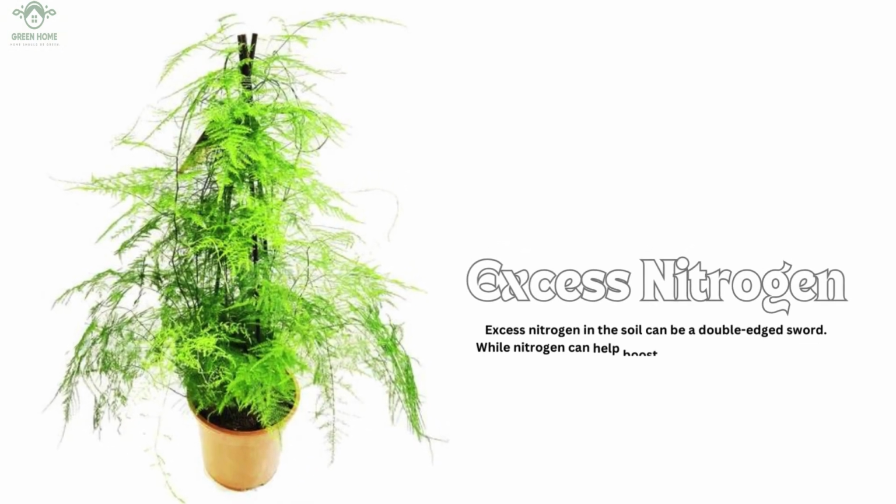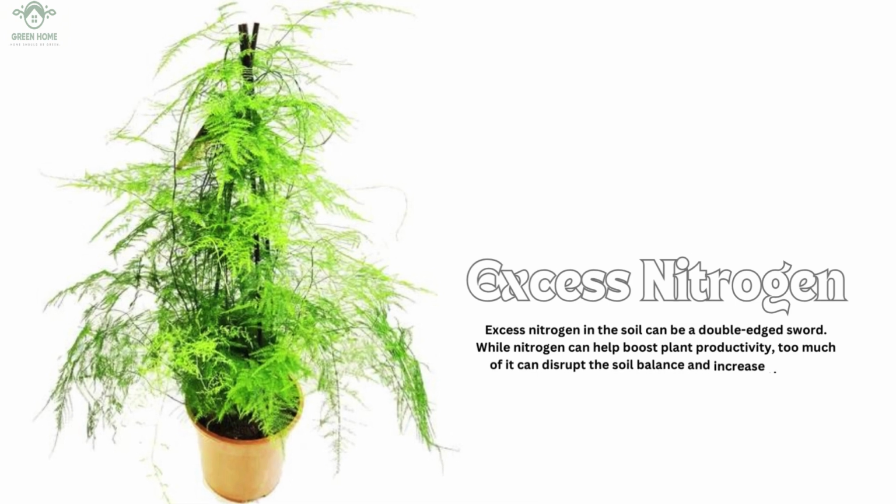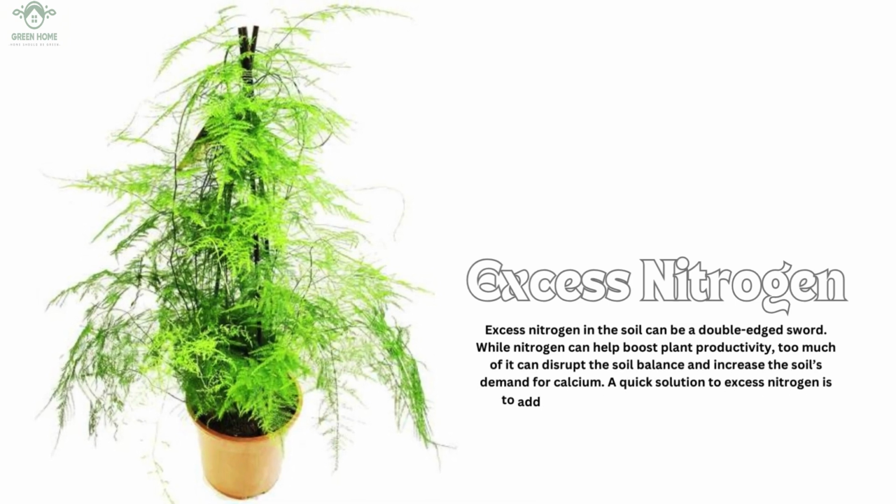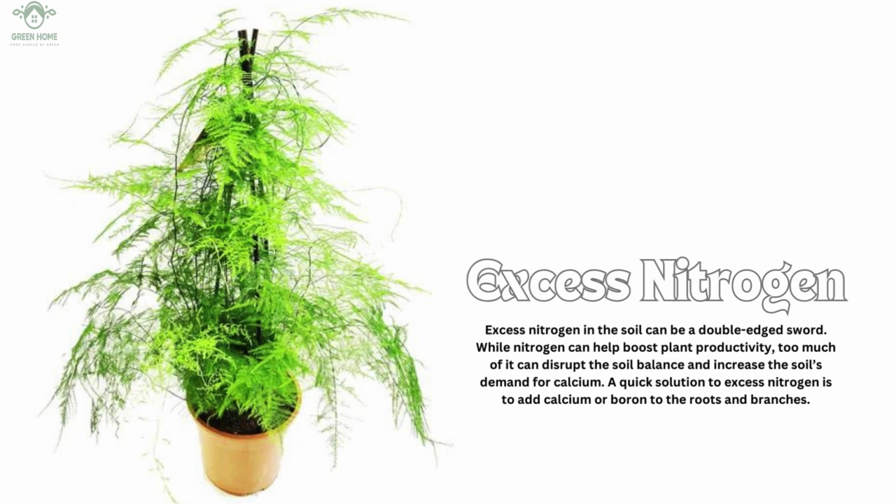Excess nitrogen in the soil can be a double-edged sword. While nitrogen can help boost plant productivity, too much of it can disrupt the soil balance and increase the soil's demand for calcium. A quick solution to excess nitrogen is to add calcium or boron to the roots and branches.